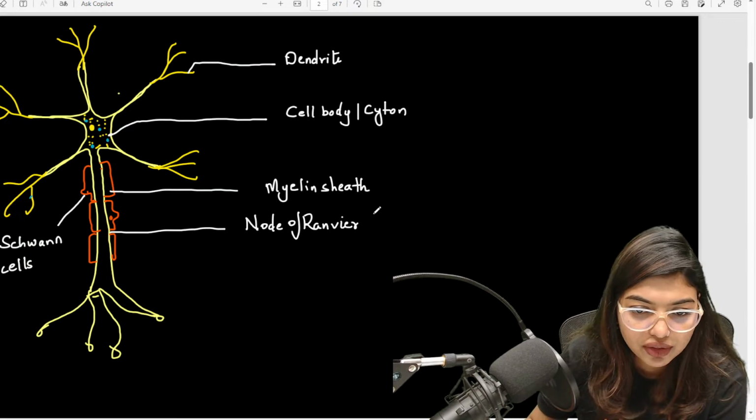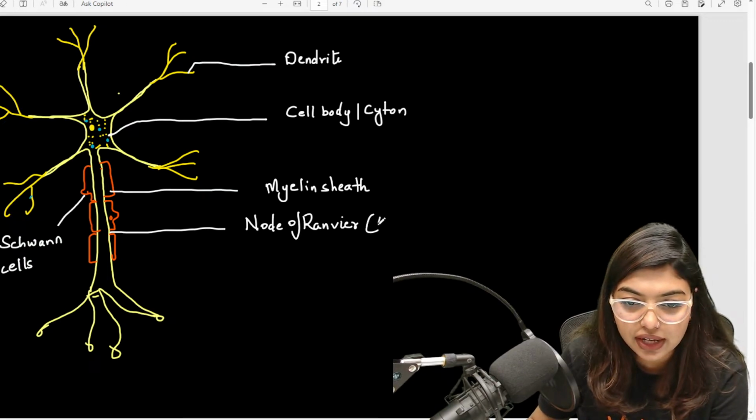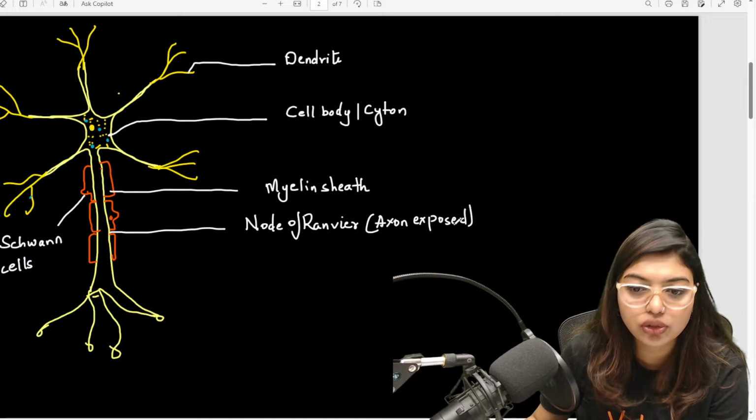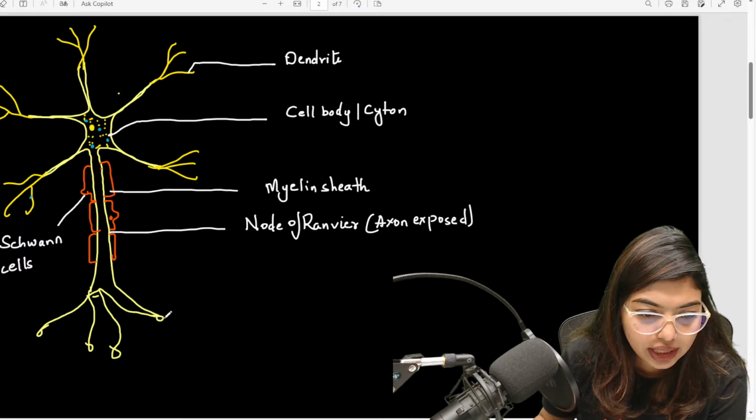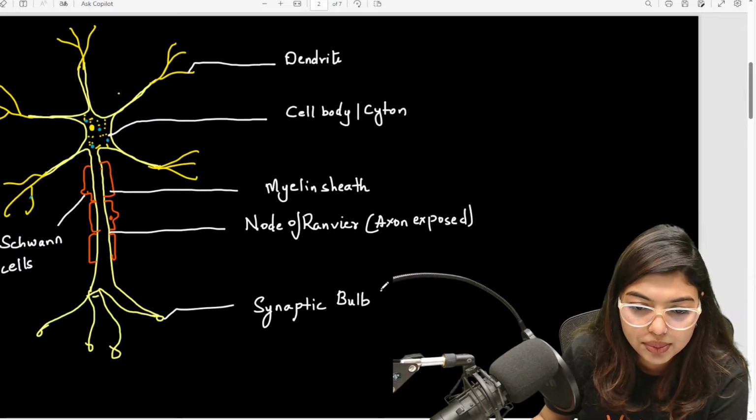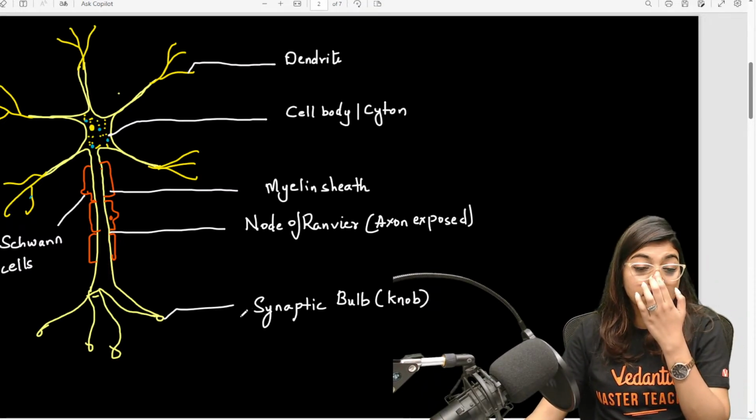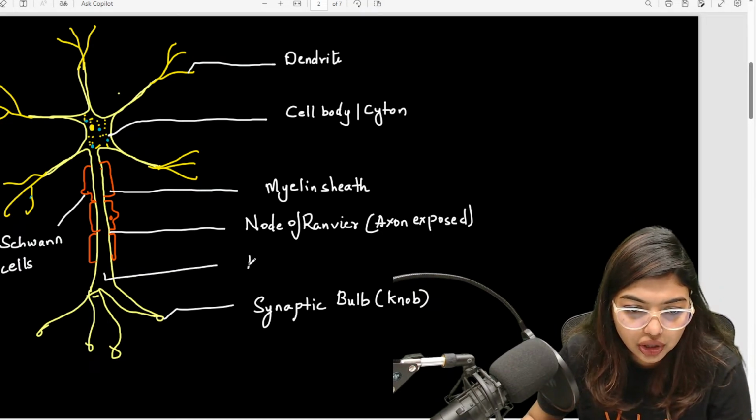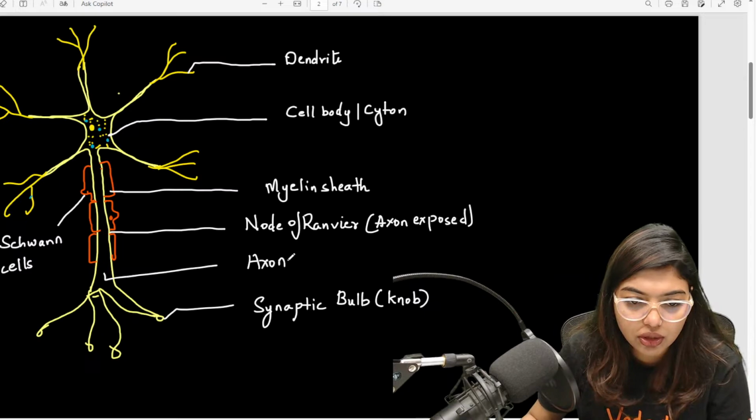So, the nodes of Ranvier is very important. This is the place where your axons are exposed. Axons are exposed in this region. So do not forget this. Now when you come to the end, you will see synaptic bulbs, or you can call them knobs. Inside the synaptic knob, there are synaptic vesicles which will have the neurotransmitter. And this unbranched long structure is going to be called your axon.